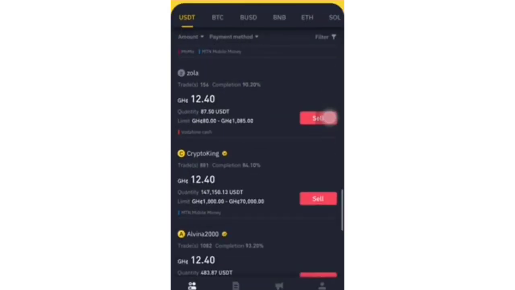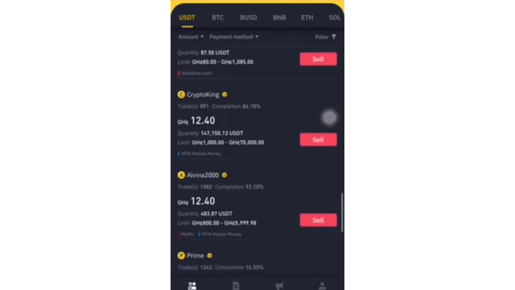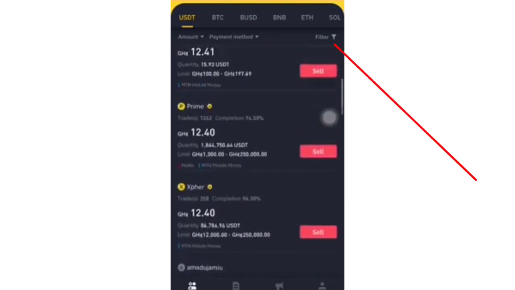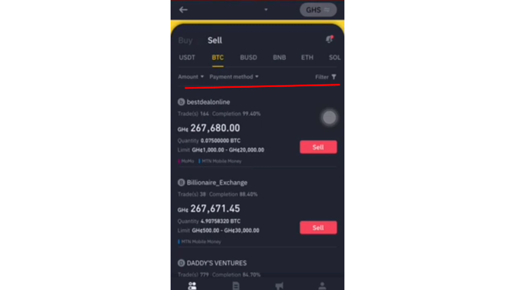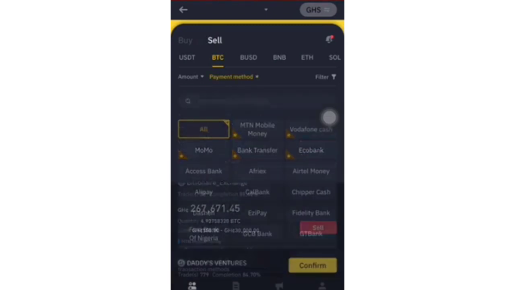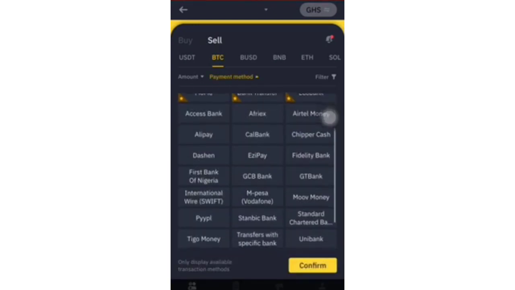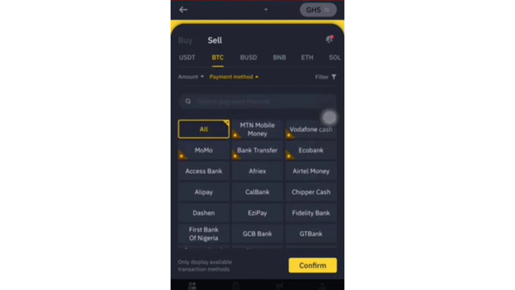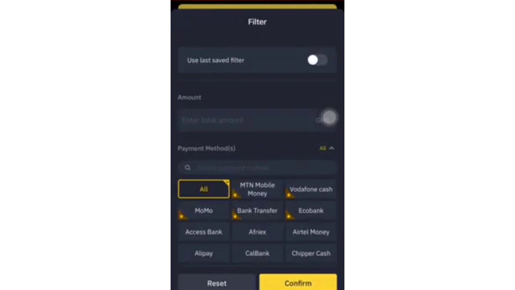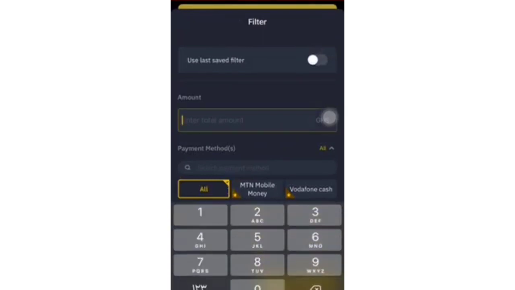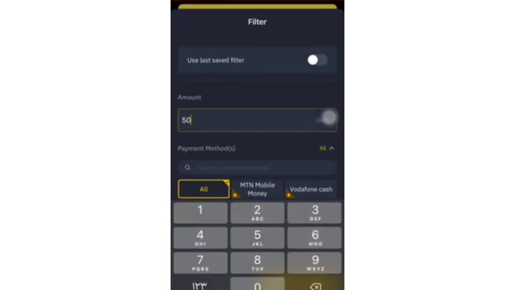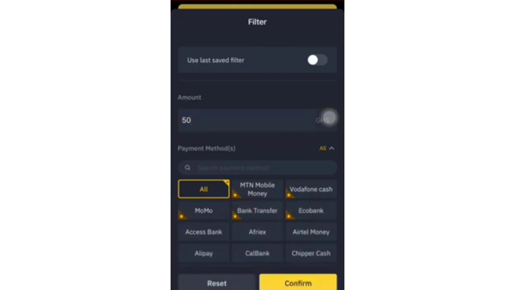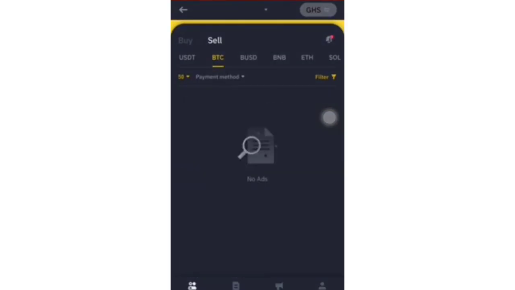So that's what you can see. Different traders here. This says 80 to 1,000 plus. So you've got to check what suits you, and you can actually search on this side. You can search for payment method. You see all the payment methods there in Ghana. Whatever currency you put, you're going to see the payment method. Once you have the payment method, you can do transactions with ease. You can check the amount. Let's say you just want to trade 50. For instance, confirm. You're going to see transactions.